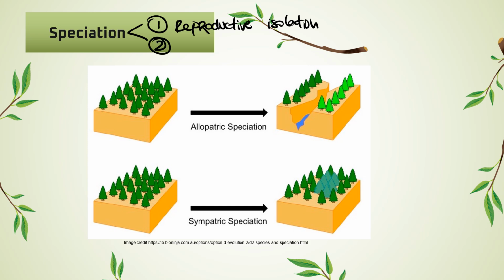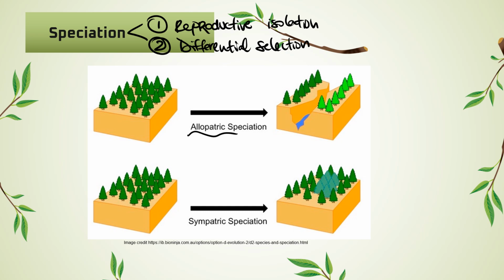The second requirement for speciation to occur is differential selection. This means that the environments that the groups of organisms are in are different enough for different mutations to be beneficial, which is going to lead to the evolution of different adaptations and therefore new species. There are two spaces where speciation can occur.